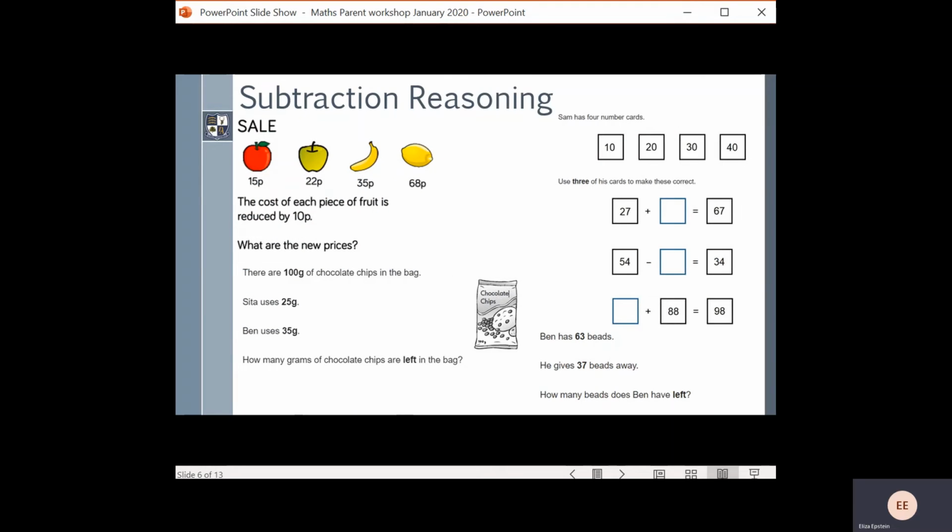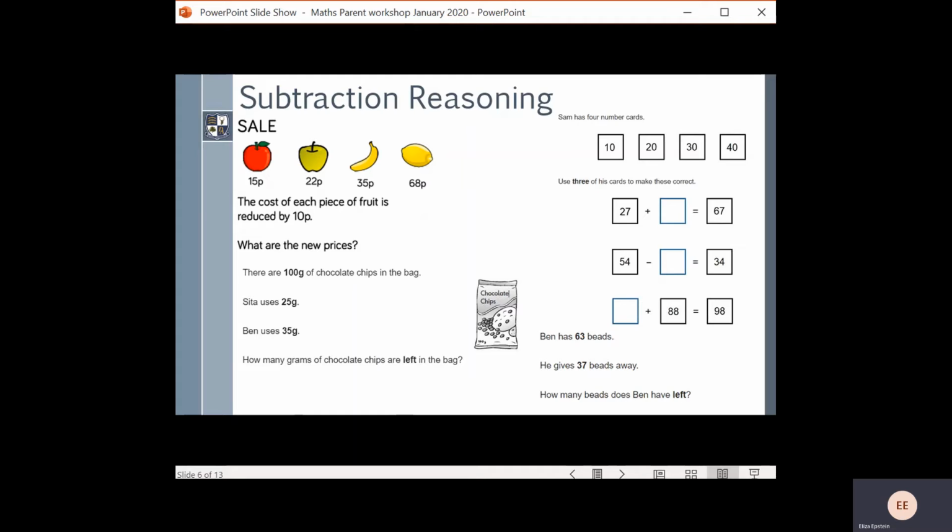Again, with reasoning problems with subtraction, first of all, there's the idea that it's how many are left. That's key. You'll see on a couple of these, it uses the words "how many are left". That usually means that they're taking away. For example, there are 100 chocolate chips in the bag. Sita uses 25 grams, and Ben uses 35 grams. How many grams of chocolate chips are left in the bag?